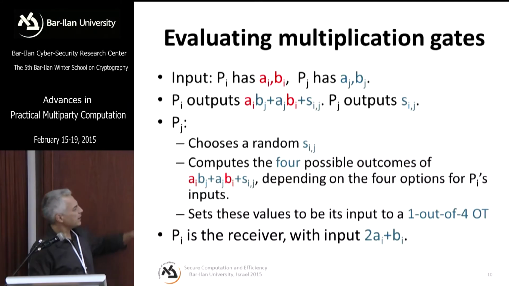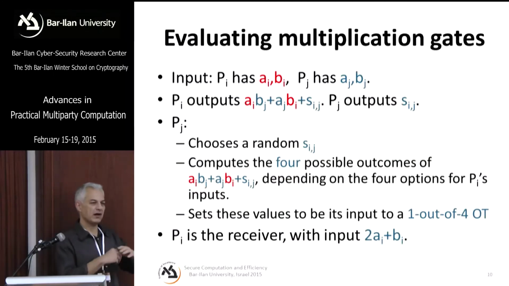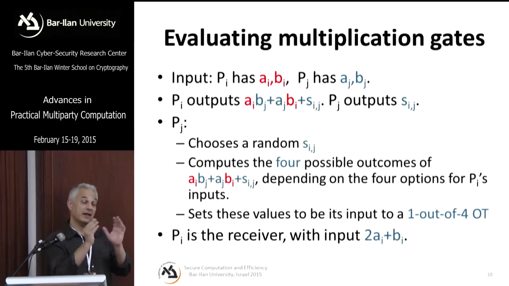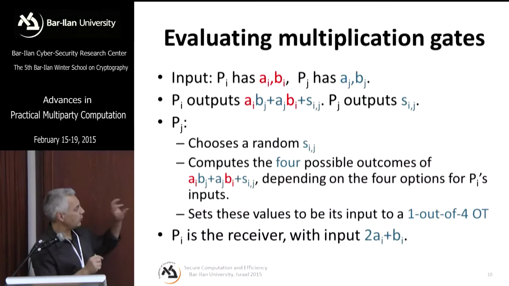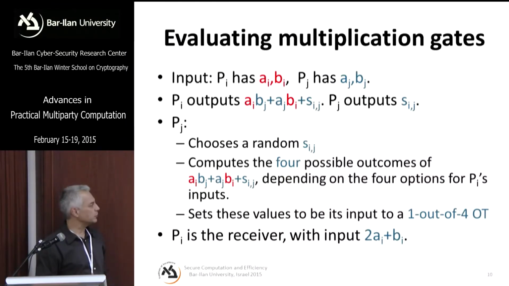So going back, as I said, for each multiplication gate, each pair of parties should run this protocol. So if we have n parties, we have n choose 2 pairs of parties, and they're all going to run this protocol for each multiplication gate, doing Oblivious transfer.